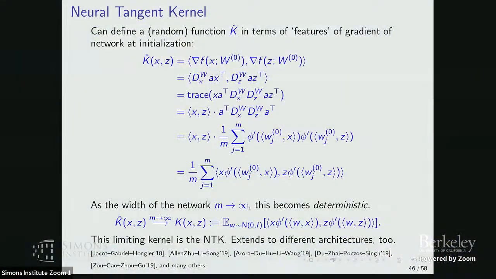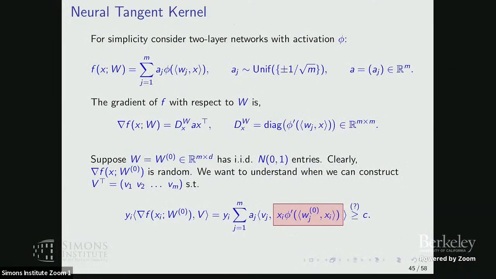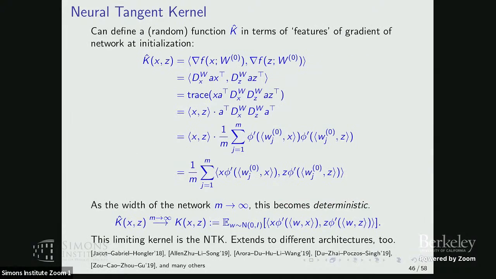If we take a look back here, this is a sum of linear combinations of these vj's with linear functions of what you can think of as features, xi times phi prime wj0.xi. So these are essentially random features, and we're looking at linear combinations of these random features. This motivates looking at a kernel function, because we have feature embeddings given by the gradients of the network, which should remind you of the idea of kernels.